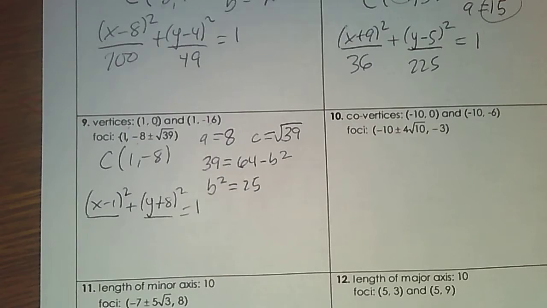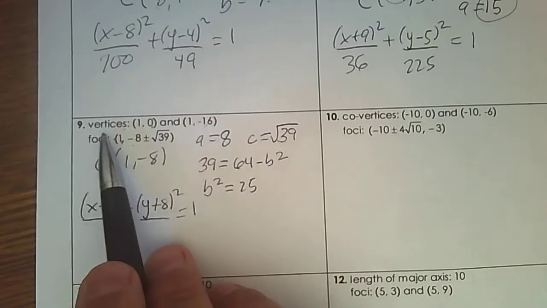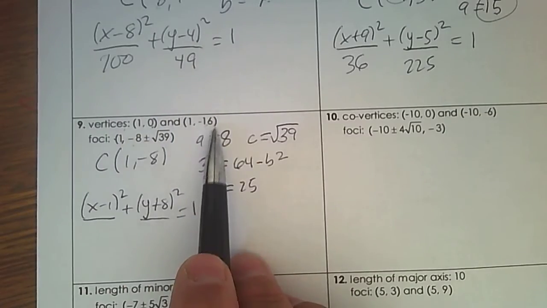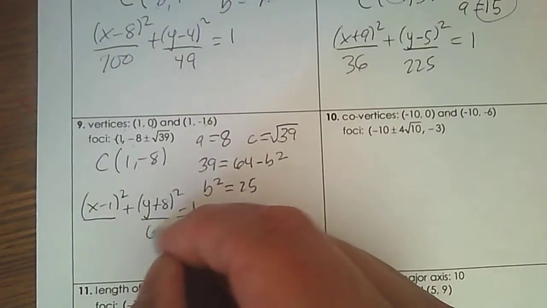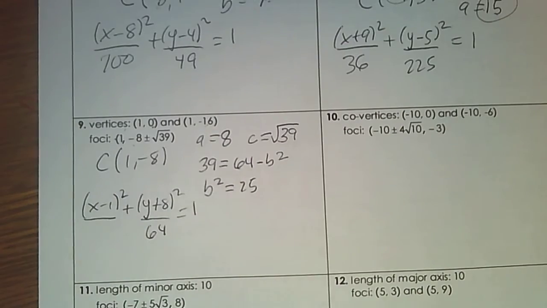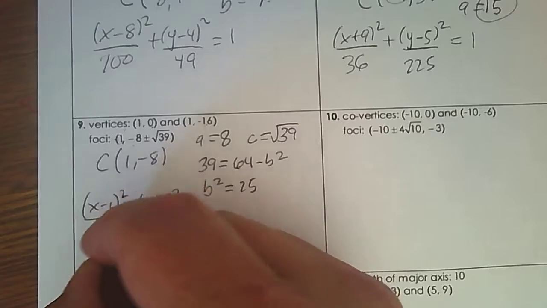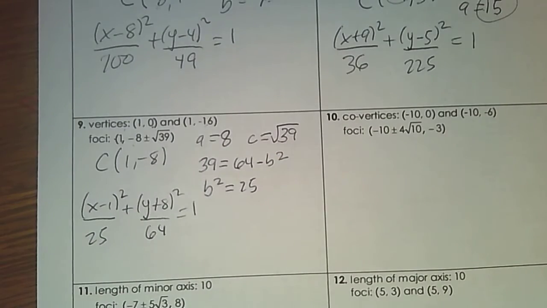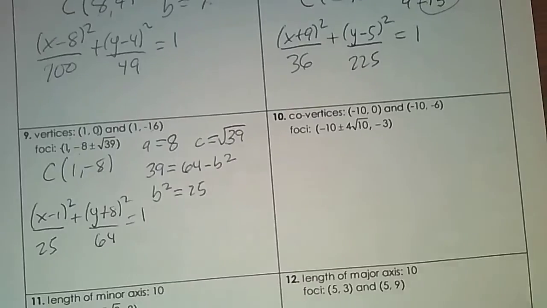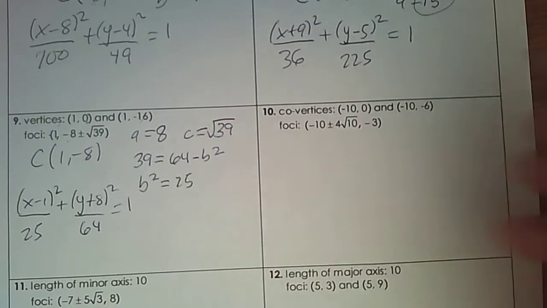So remember, is this a vertical or horizontal? So look at the major vertices. It's the y that changed. So that means a squared, 64, goes with the y, and b squared, 25, goes with the x. 10. We have co-vertices.